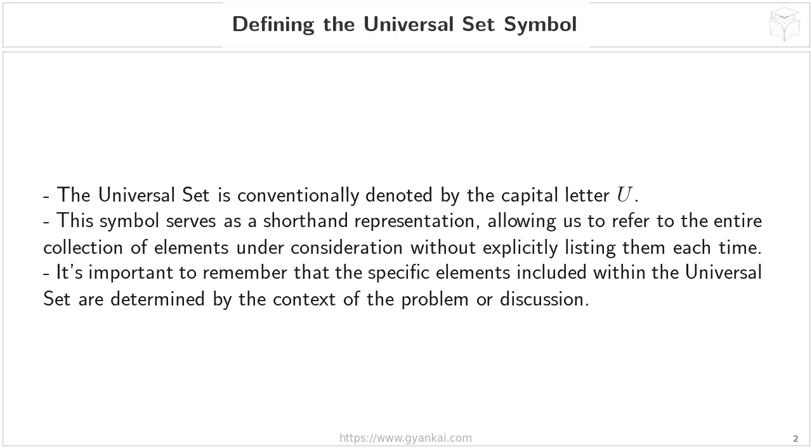So, always pay close attention to the context of the question to determine exactly what elements belong to U. This will become crucial when we start looking at things like subsets and complements, which we'll cover on the next slide, and also when we visualize these sets using Venn diagrams, as we'll see later on.